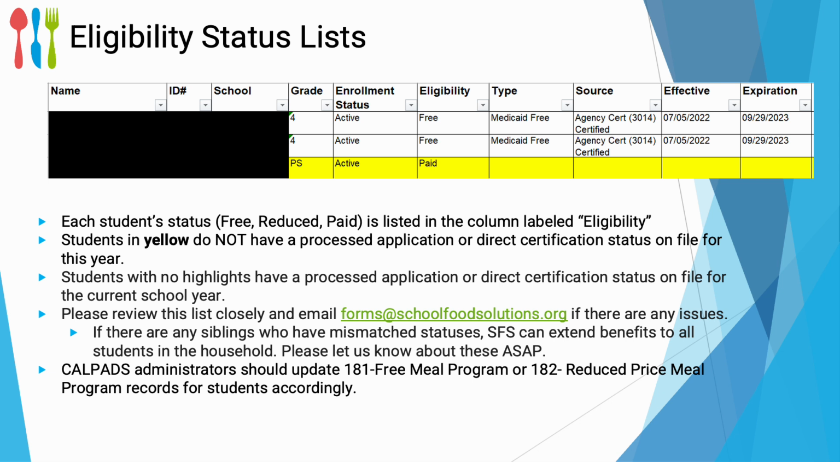This is also a great chance to check for those sibling connections. We try to extend benefits to siblings. The systems usually have a process where, by checking if they have the same address, they'll do the extended benefit automatically, but they don't always catch everybody. So if you know of siblings that live in the same household but have different statuses here, let us know and we can extend the benefits to everybody in the household. And then again, make sure to share these with your CalPads and student information system administrators so that they can update the student records to show that free or reduced meal program record.